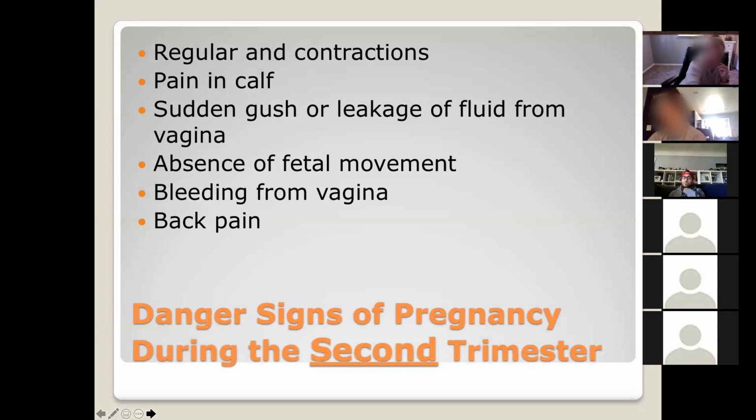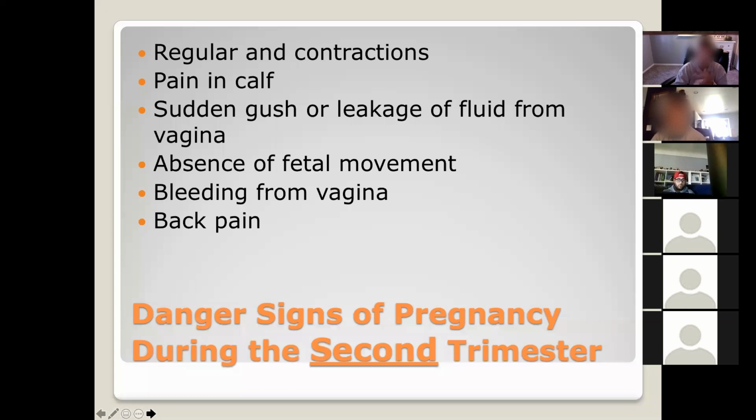Second trimester danger signs. So regular contractions. Again, second trimester is just kind of that middle part of the pregnancy, so we're still preterm, we're still too early to deliver, okay? So we don't want her to start having regular contractions. We don't want her to deliver this baby early. So think about those estrogen and progesterone, what hormones might be altered if she's starting to contract.